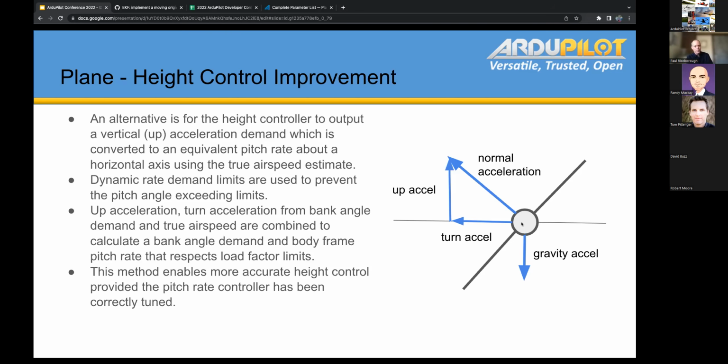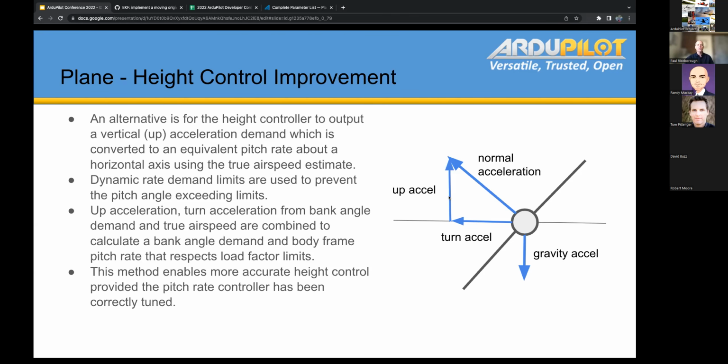So I've implemented a prototype algorithm. I've been flying it on and off for the past 12 months or more, just tweaking it. This has been a slow burn project, and it essentially replaces the concept of a pitch angle demand from TECS with that. You get an up acceleration from TECS, you get a turn or horizontal acceleration demand from your navigation loops, which currently we just take from the demanded roll angle because I haven't changed that interface yet. And we combine the two.